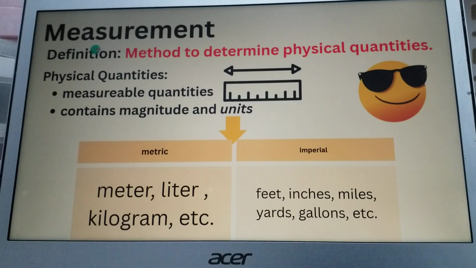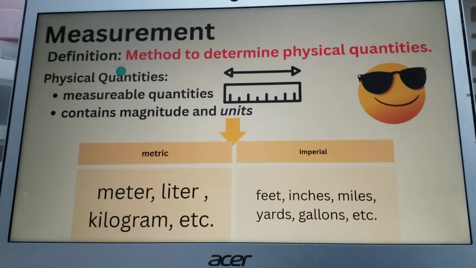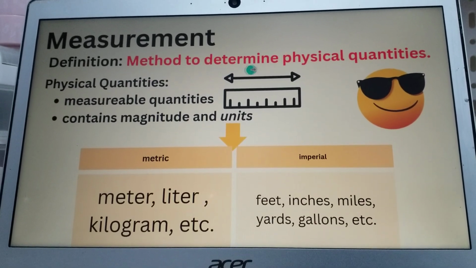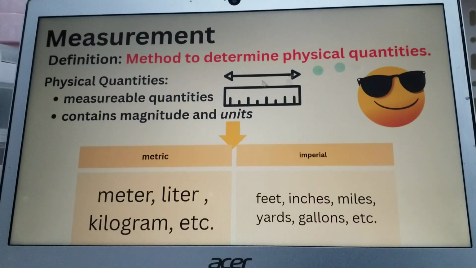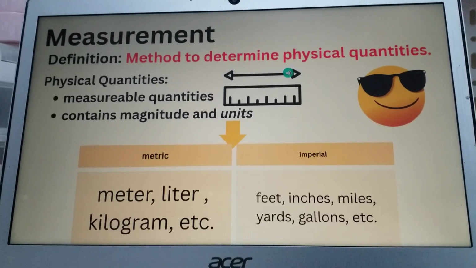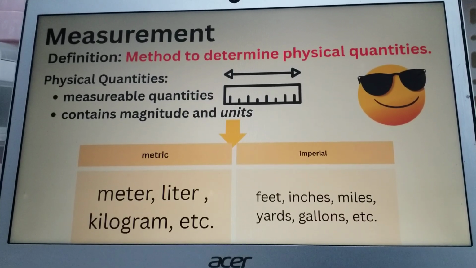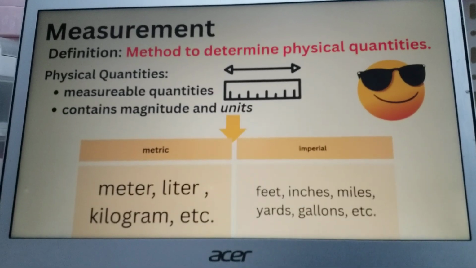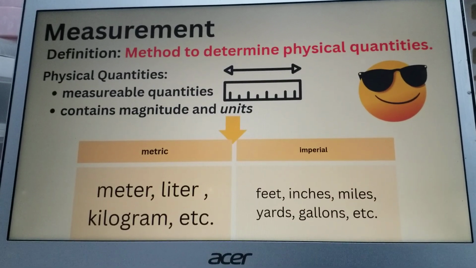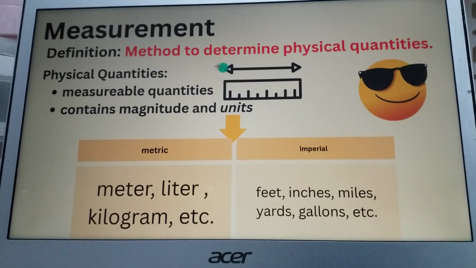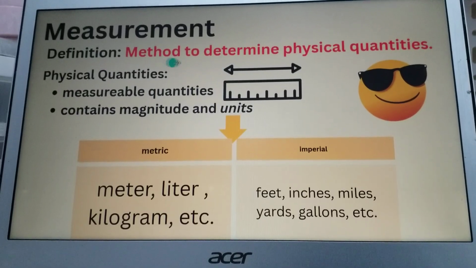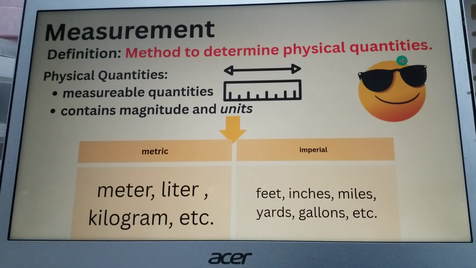Okay, first of all, measurement. The definition of measurement is the method to determine physical quantities. We need to memorize this because in exams for physics, they will always ask definitions and we will never know which definitions will come out. So definition for measurement: method to determine physical quantities.